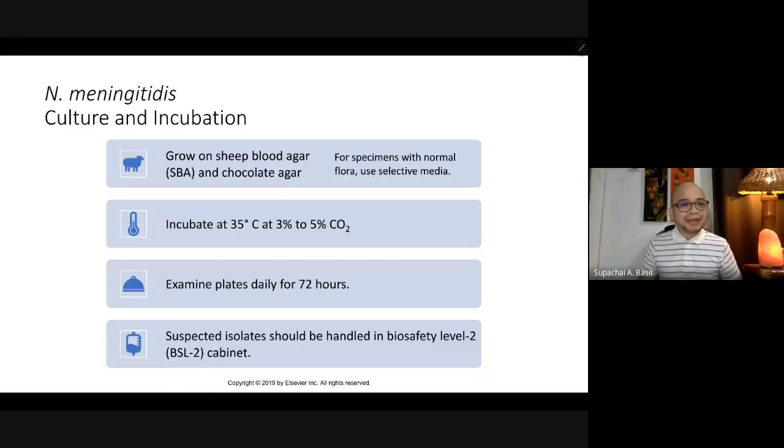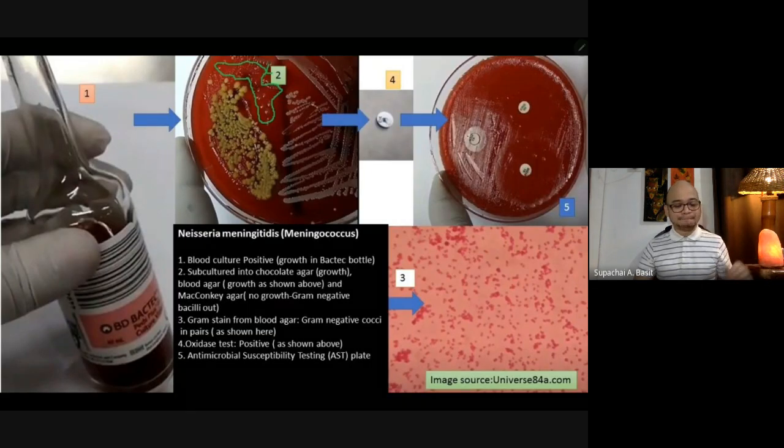For culture, we can actually use sheep's blood agar and chocolate agar. For specimens with normal flora, we use the selective medium. Just like Neisseria gonorrhoeae, we can incubate it at 35 degrees with 3 to 5% CO2, and we have to examine the plate daily for the next 3 days. If you are suspecting colonies of Neisseria meningitidis, you have to use at least a biosafety level 2 cabinet. So, this is how we usually isolate Neisseria.